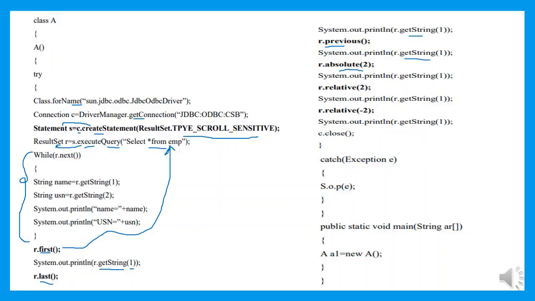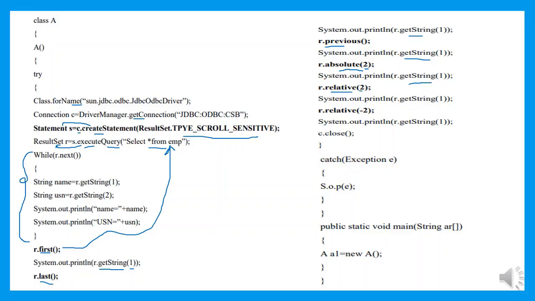Next I want to fetch the second row of the table. Then I will pass absolute with the index. When I pass index 2, the cursor is going to jump to the second position. So now the cursor is in the second position, and I am going to retrieve the name of that second person. Then I want to move the cursor in the forward direction, so I will make use of relative position. Now relative of 2 means the forward direction. Now the cursor is in the second row.